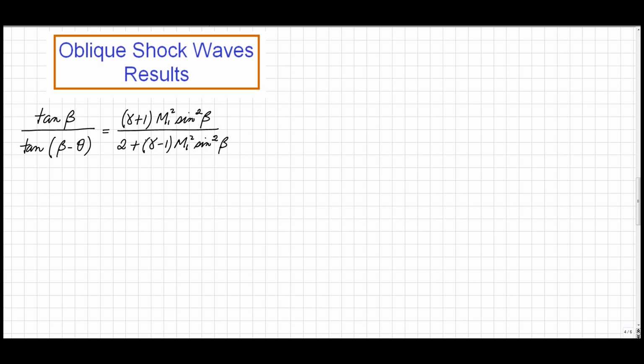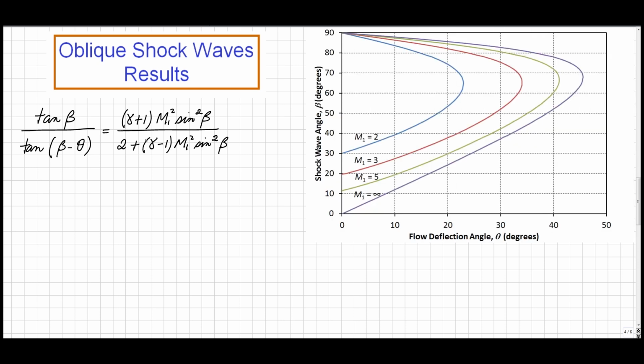We can look at this expression as allowing us to prescribe a flow deflection angle, and for any given value of upstream Mach number M1, we can determine what would be the shock wave angle beta. And here's a plot of that relationship.